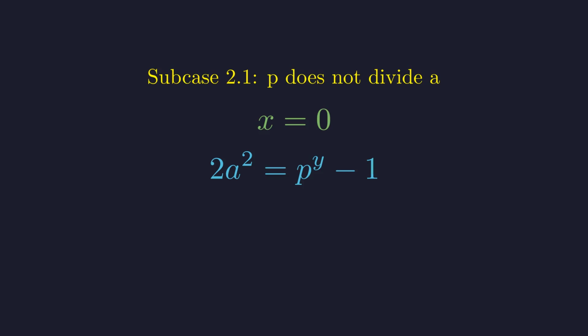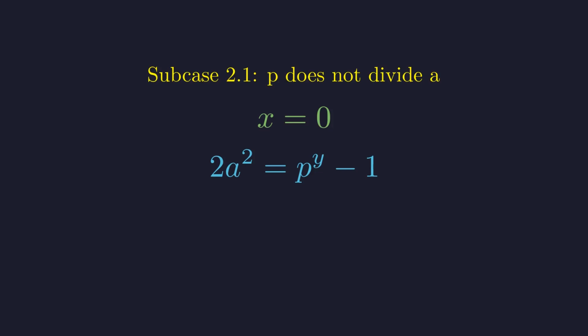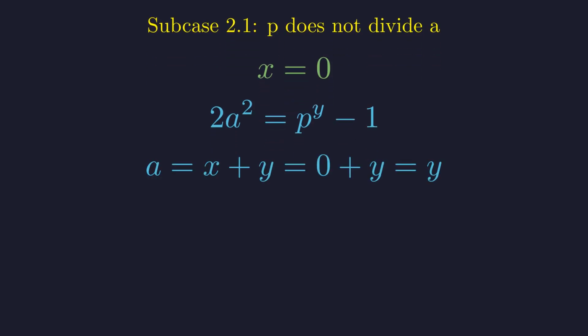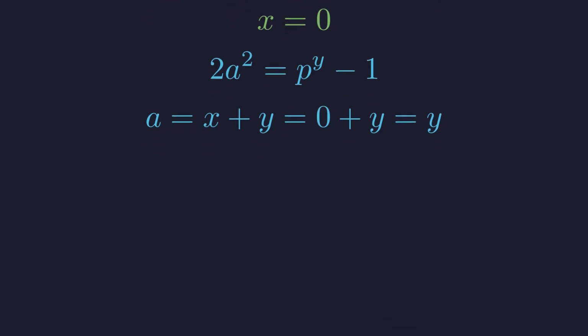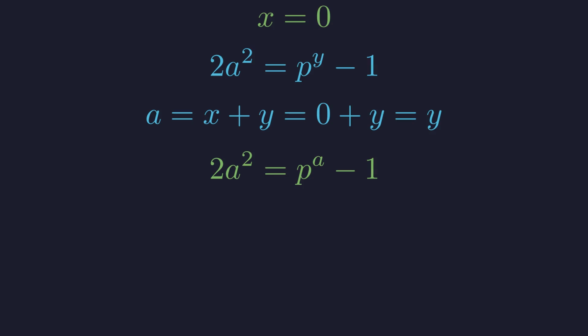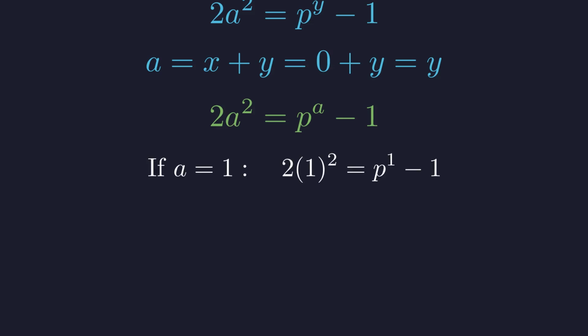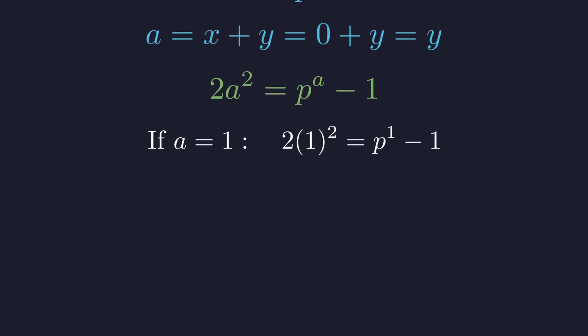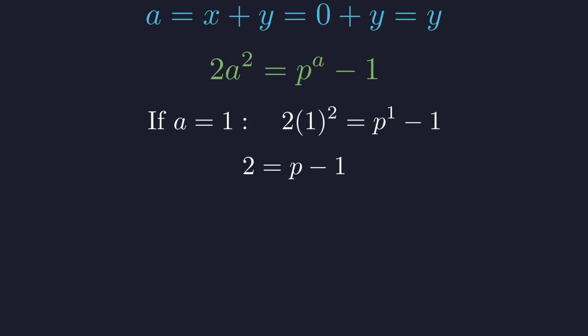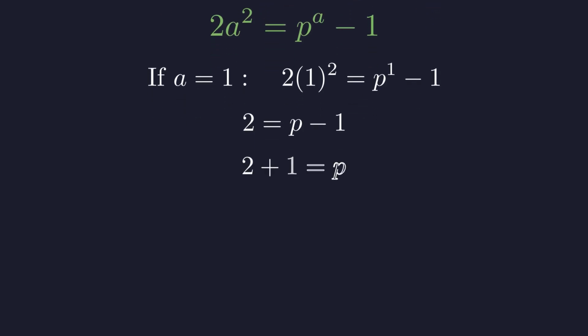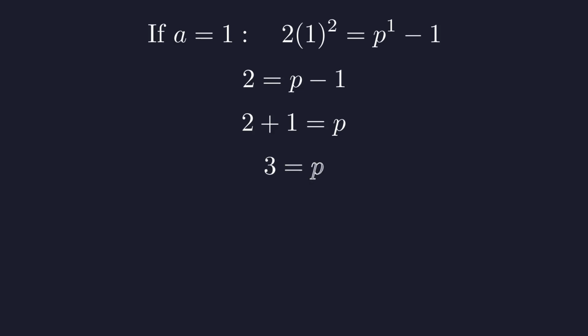Substituting x equals 0 into our equation gives 2a squared equals p to the y minus 1. And since a equals x plus y, with x being 0, a is simply equal to y. Replacing y with a gives this final equation for the subcase. We test small integer values for a. If a equals 1, the equation becomes 2 times 1 squared equals p minus 1. This simplifies to 2 equals p minus 1. Adding 1 to both sides yields p equals 3.